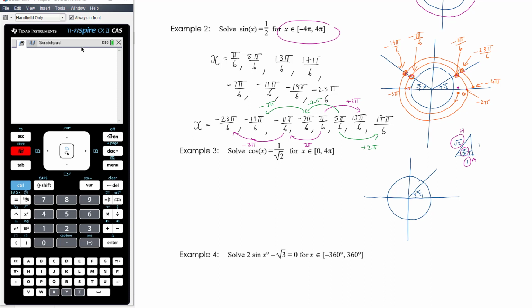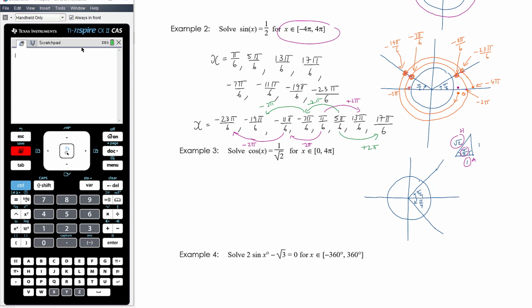And then we're also going to have solutions in the first quadrant if cos is positive. We're also going to have solutions in the second quadrant. In the fourth quadrant, down here, if cos is positive.